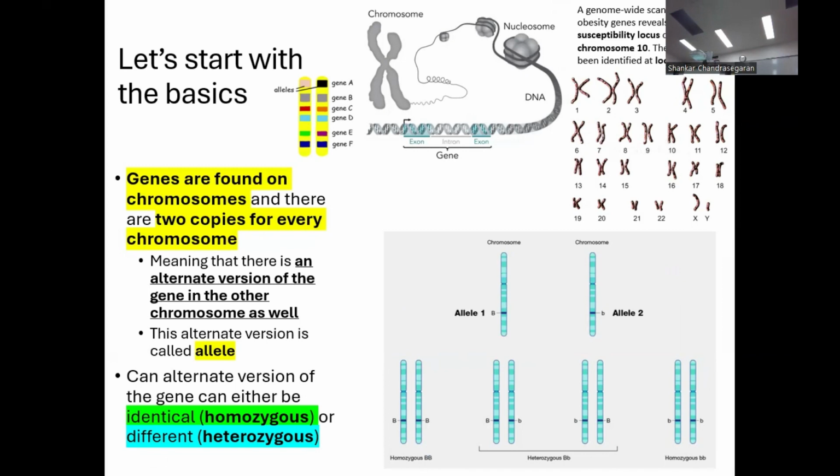And when they are the same, let's say this one is capital B and the other one is also capital B, we refer to that as homozygous. If they are different, where one codes for the dominant and the other one codes for the recessive, that is referred to as heterozygous. So looking at the examples down here, right?